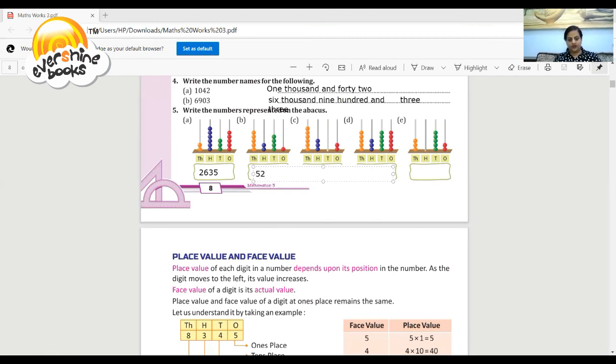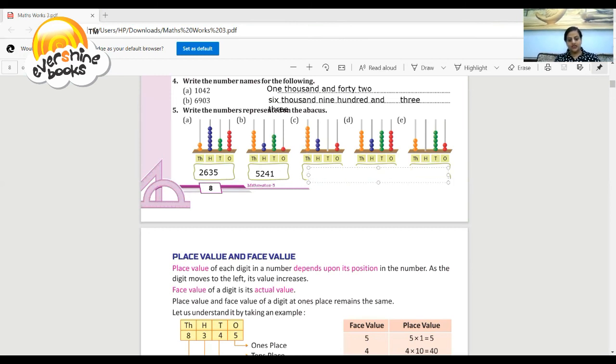Next is at the thousand place there is 5,200, 4 tens means 40 and 1 ones. So it is the answer 5,241. Next is 2, 3, 4, 5, 6.